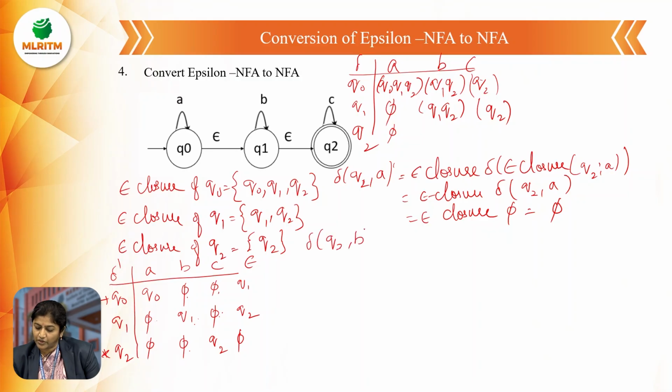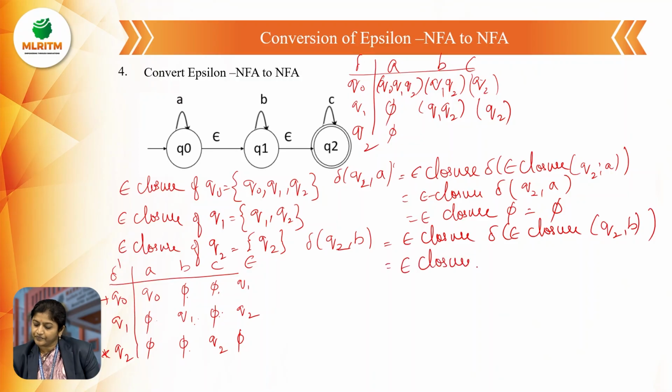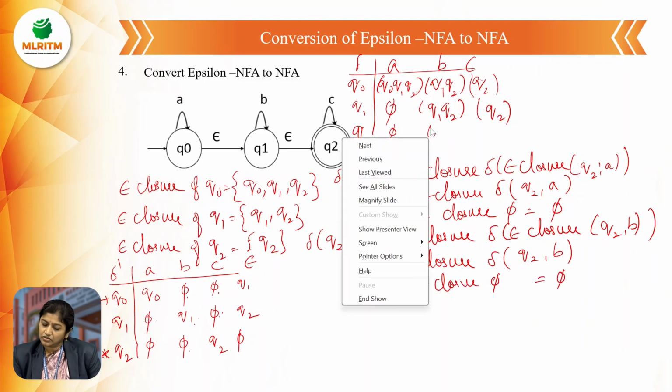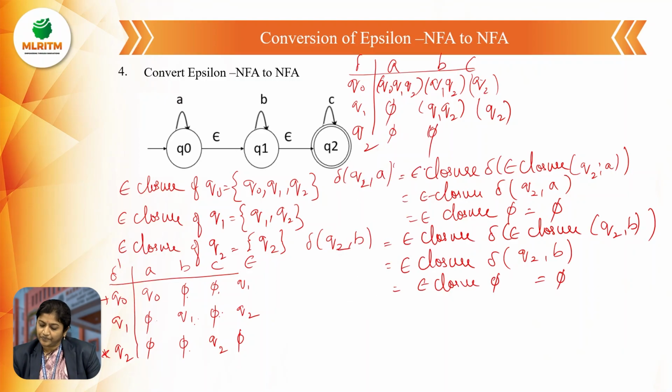So q2 on B now. Epsilon closure of transition of epsilon closure of q2 on B. Epsilon closure of q2 is what? q2 only. So q2 on B. Transition of q2 on B is what? q2 on B is null again. So epsilon closure of null is what? Again null. So here null.